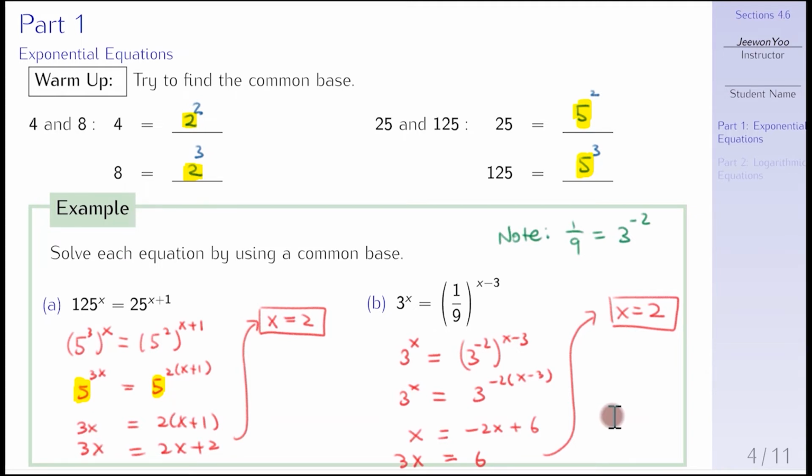I want to say something before we move on. Solving an exponential equation is easy if you can find the common base like this: 3 here, 3 here, 5 here, 5 here. It's really easy. However, consider the next page.